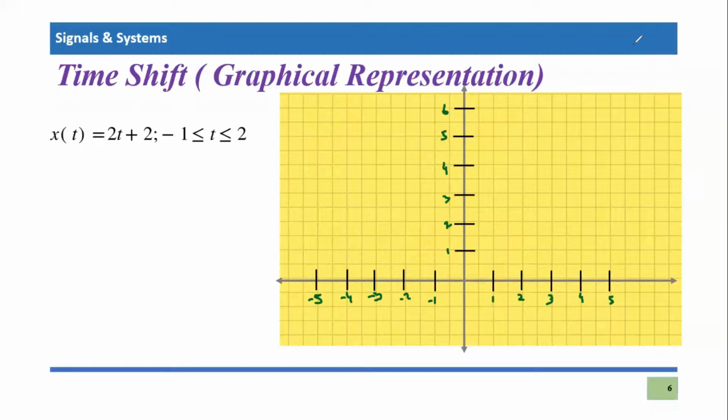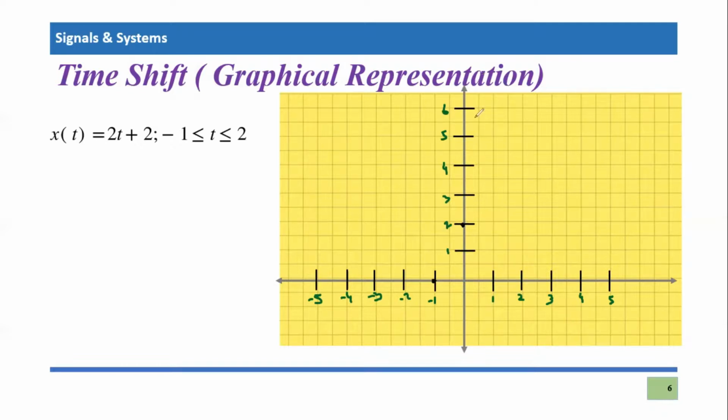Okay, let's consider the graphical representation of the time shift operation. This is the original signal that we have discussed earlier in mathematical form. So let's draw this signal graphically. We know that the signal is defined from minus 1 to 2, and this is the graph we are going to use. At minus 1, 2 into minus 1 would become minus 2, plus 2 is 0. So at minus 1, the signal value would be simply 0. Similarly, if I put 0, 2 into 0 would become 0, and plus 2 would become 2. So at 0, the value of the signal is 2, right?